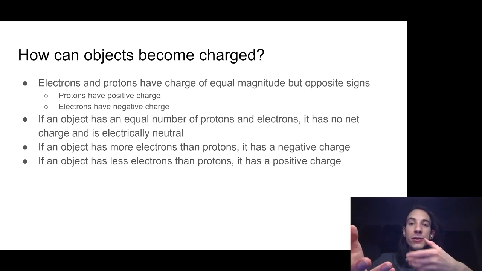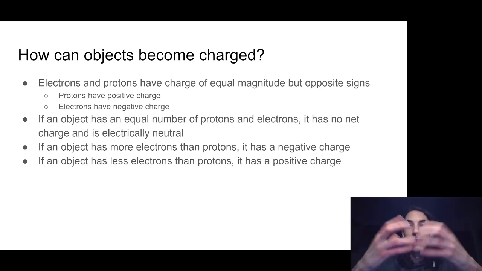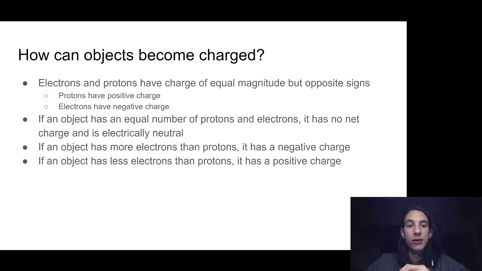The amount of positive charge is going to be canceled out by the amount of negative charge, and overall we have no net charge. This is going to be an electrically neutral object. Then what we can say is if an object has more electrons than protons, it has a negative charge. Overall, if we counted out all of these charges, we'd have more negative than positive. The positives, the protons, would cancel out the electrons, and we'd be left with an overflow of electrons. So we'd have a net negatively charged object.